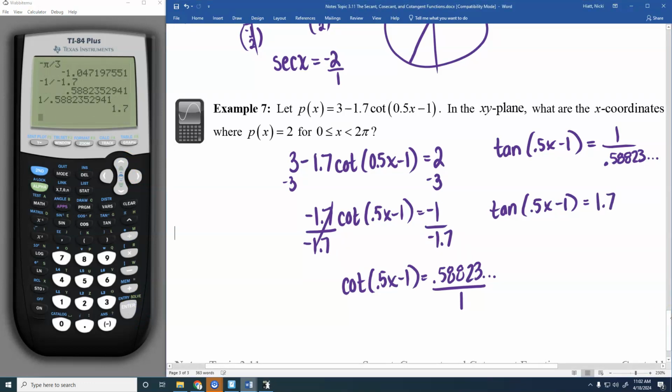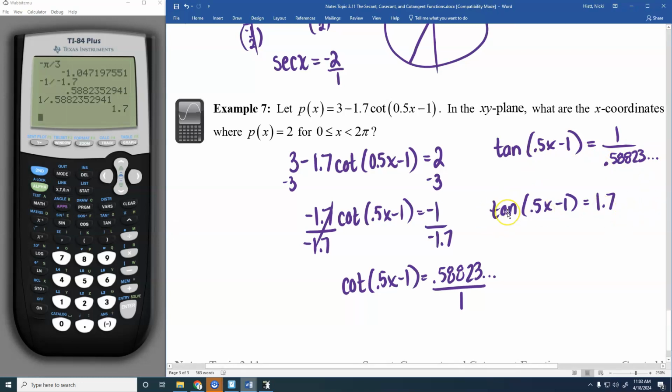I could have made my life easier here, couldn't I? Because this fraction was 1 over 1.7. If I had just gone ahead, if I didn't do the decimal, I would have had cotangent equals 1 over 1.7, and then I could have switched it, and I would have just got the 1.7 there. So the decimals were kind of unnecessary, but either way, it works out.